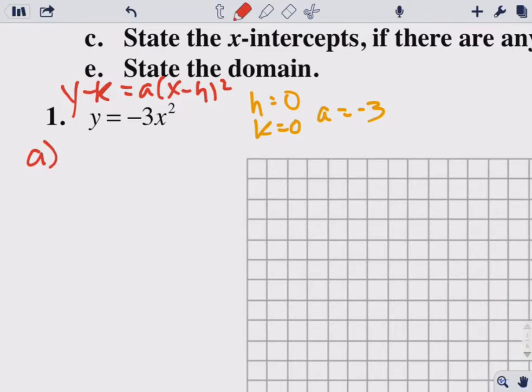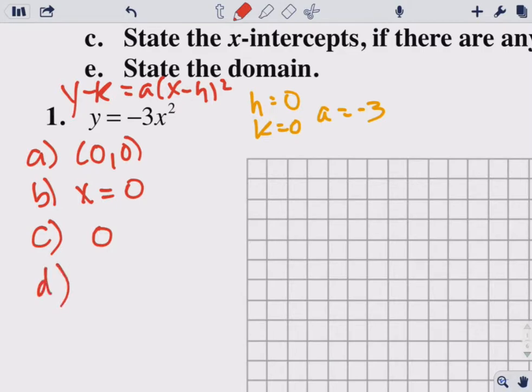The vertex, A, is 0, 0. Axis of symmetry, x is equal to 0, because that's the x coordinate of the vertex. And then C is the intercepts, and that's where y is equal to 0. So in this case, that happens when x is equal to 0. D is max or min. In this case, it opens down because that's negative. Okay, so we have a max, which is equal to 0, because that's the y coordinate of the vertex.